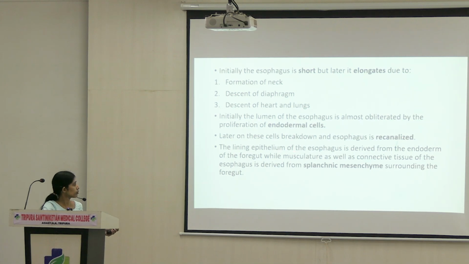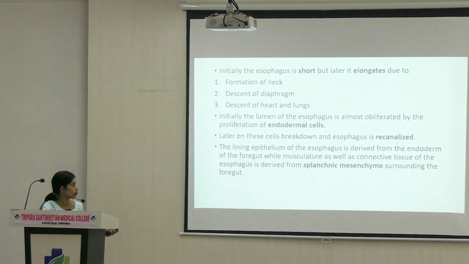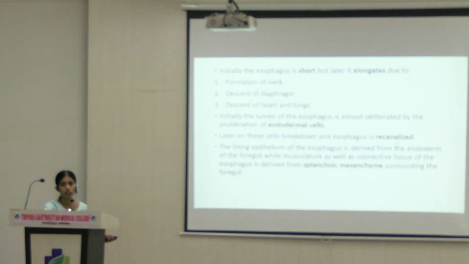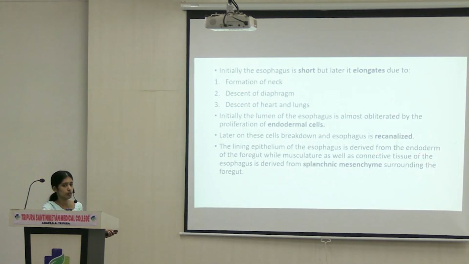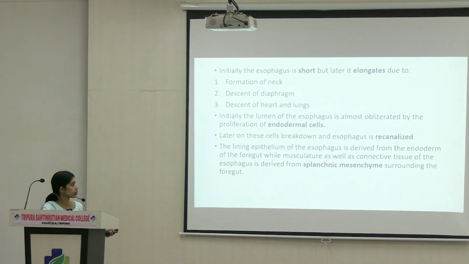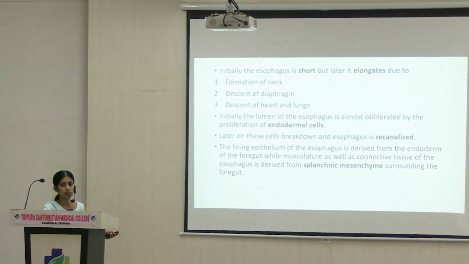The lining epithelium of the esophagus is derived from the endoderm of the foregut, while the musculature as well as the connective tissue of the esophagus is derived from the splanchnic mesoderm. In the yesterday session itself, we have seen the formation of somatic membrane and splanchnic membrane. So, in your esophagus, the lining epithelium part is derived from the endoderm cell, whereas the musculature and connective tissues, that means the muscular cells and the connective tissue cells, are derived from the splanchnic mesenchyme layer.